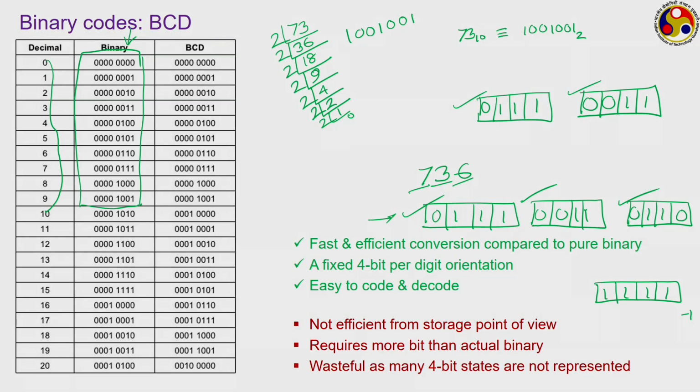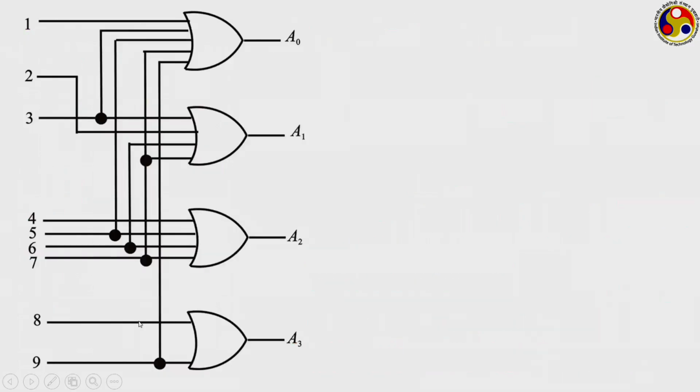And it is wasteful, as many of the 4 bit states are not represented. As I have mentioned, 10 to 15, this entire block of 6 decimal numbers which could have been represented in a 4 bit register, are not possible. Just check the BCD column. Up to this point, we are using only one register, but from this point onwards we have to use 2 registers. So, that way BCD may not be very efficient from the storage point of view, but it is quite easy to code and decode, and it has a fast conversion because we are dealing with each digit separately.